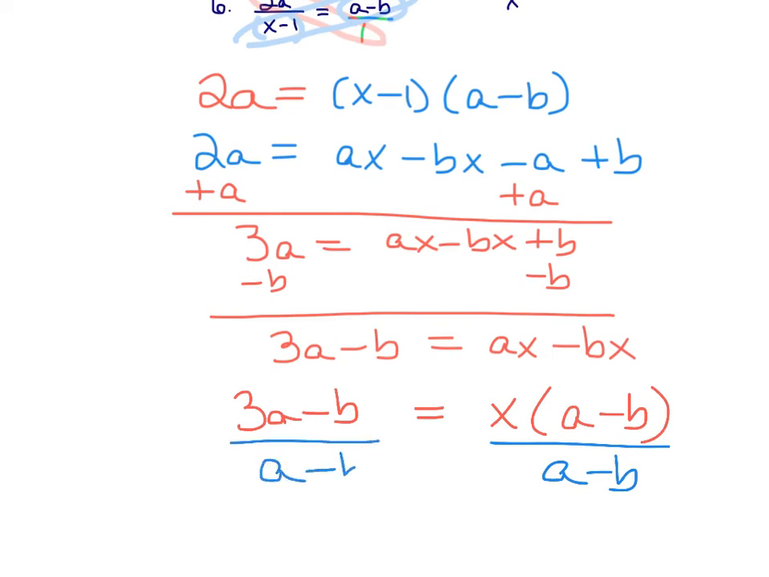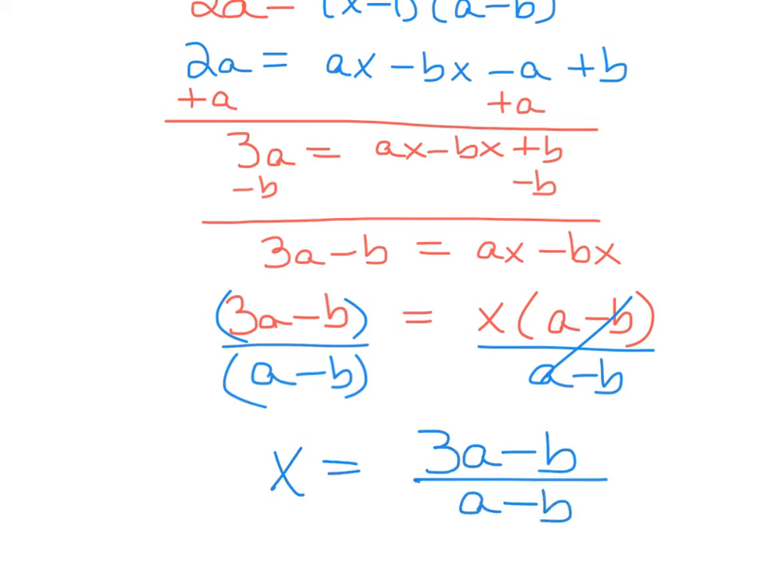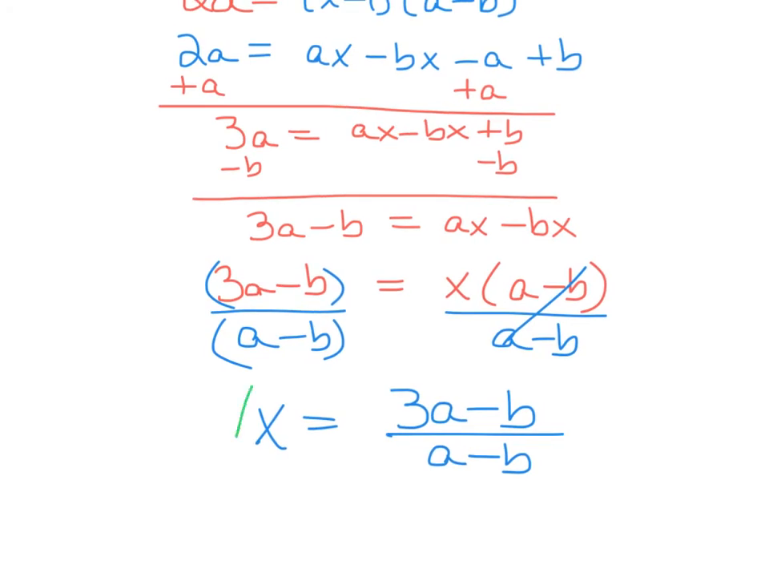Again, remember that this is grouped. So I can't just cancel out a minus b from that 3. So your final answer here is the 3a minus b over a minus b. Nothing cancels. Remember, in order to cancel, it has to look identical. And because that numerator has a 3, I can't cancel it.